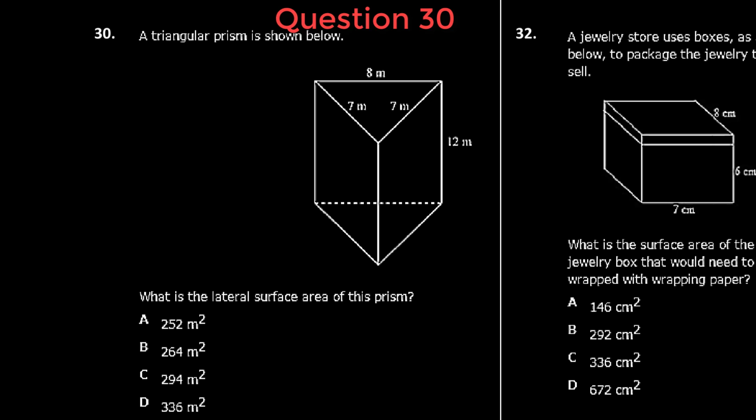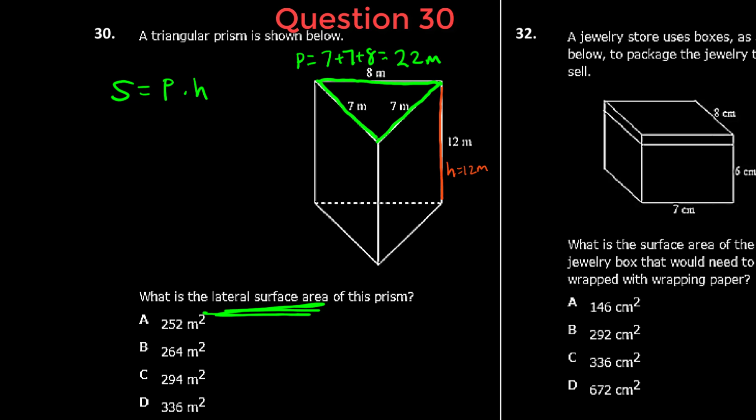Question number 30. A triangular prism is shown below. What is the lateral surface area of this prism? The lateral surface area is S equals PH, where P is the perimeter of the base and H is the height. The perimeter of the base is the sum of the sides, 7 plus 7 plus 8, which is 22 meters. And the height is given as 12 meters. Substituting this in our equation, we will get 264 meters squared. So the correct answer is B.